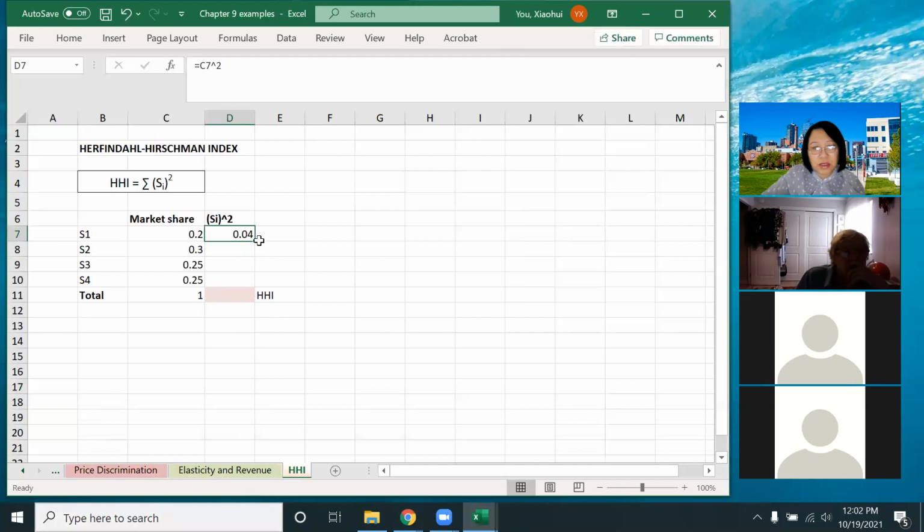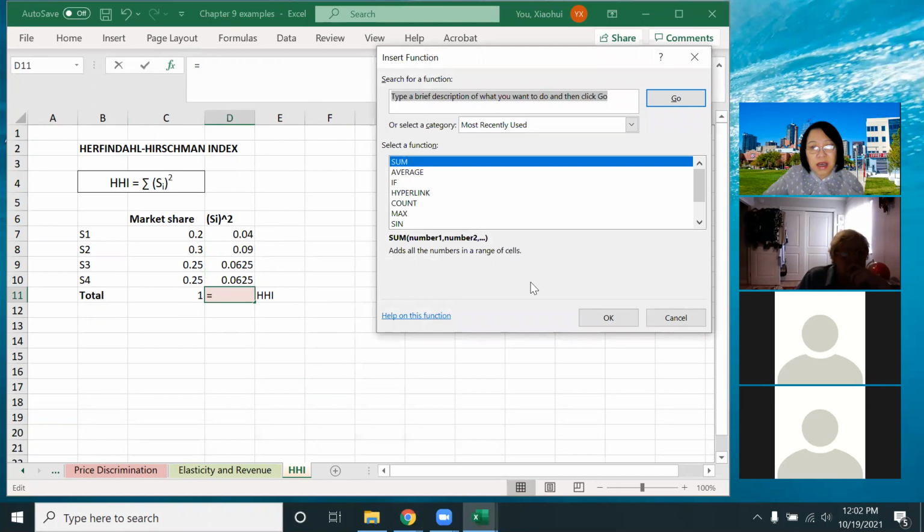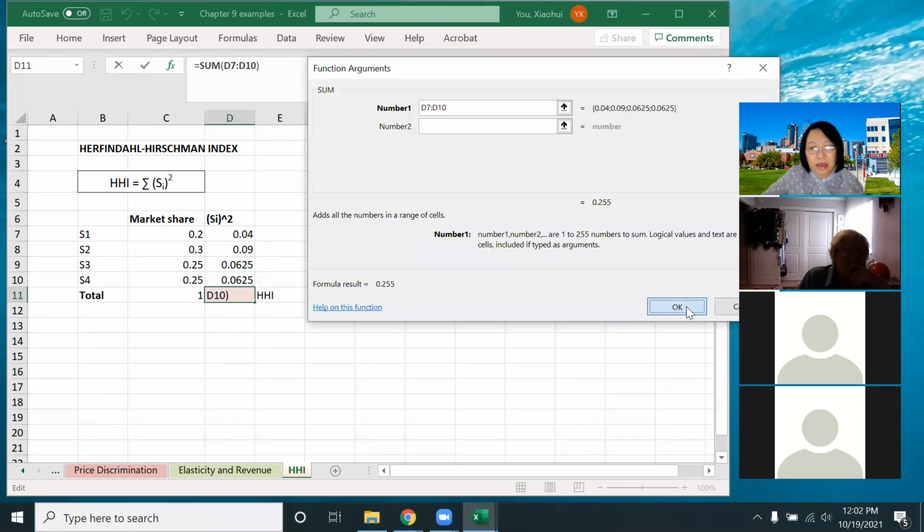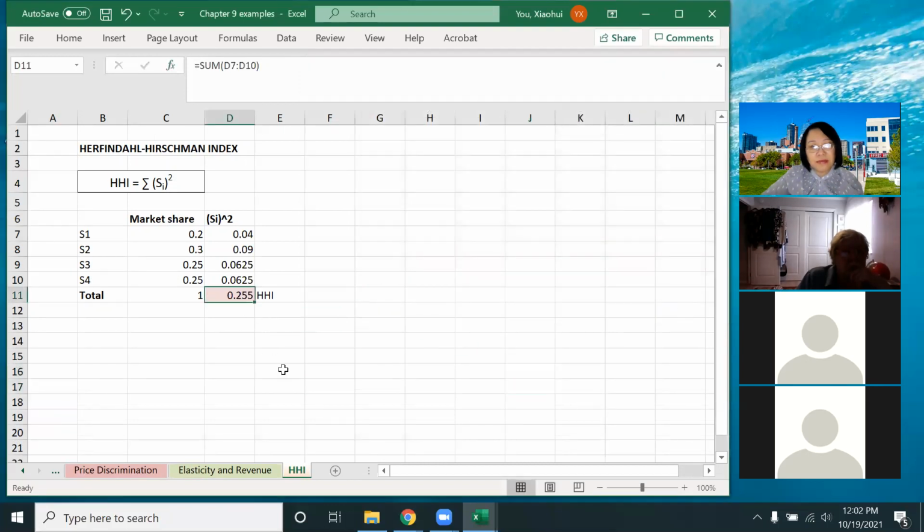Then I choose this cell, move the cursor here and drag it to let it calculate every one for us. After we do this calculation, at last we need to add those together, summation. Sum this square value together, insert function fx and sum. So choose all the values and click OK. See, this is the Herfindahl-Hirschman index for this one.